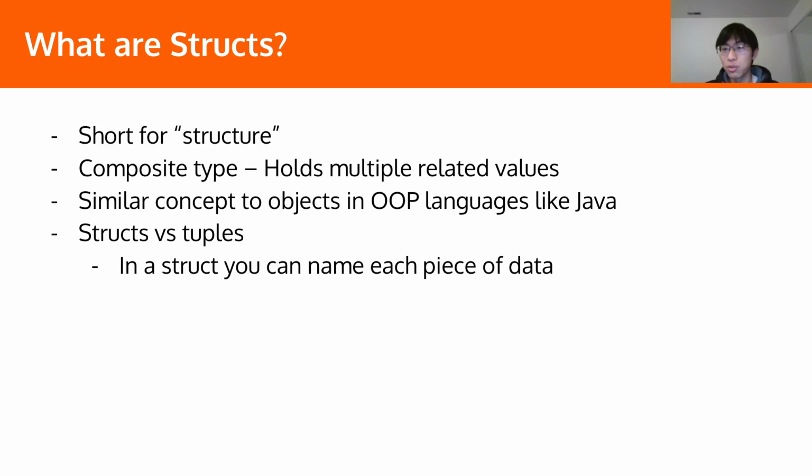What's the difference between structs and tuples? It's that in a struct you can name each piece of data and give each field a name. But in tuples you can only access it with the index, like .0, .1. So structs are a way to give more meaning and help us better group data together.